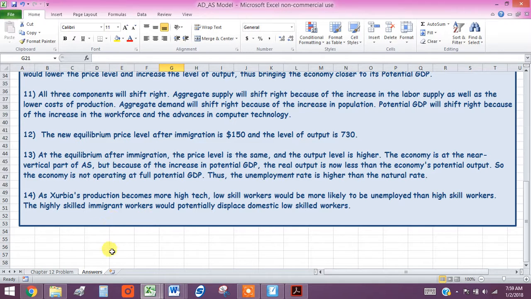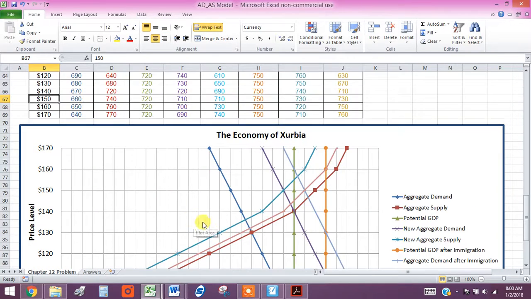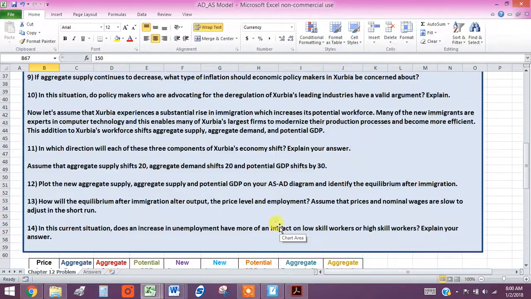So there you have it. That is your homework for Chapter 12. Make sure you really understand well what would move the aggregate, let me jump back over here, the aggregate demand and aggregate supply curves, and that's really going to help you with your quiz. Okay.